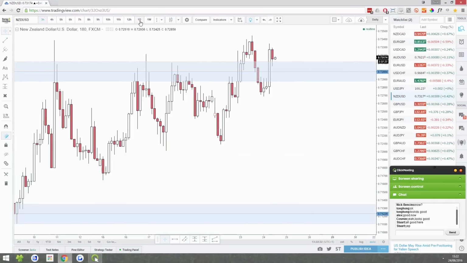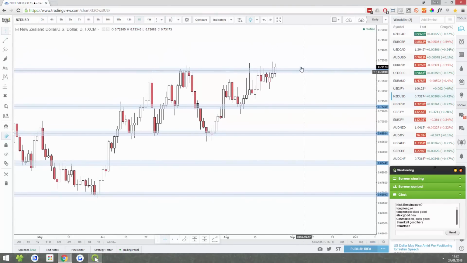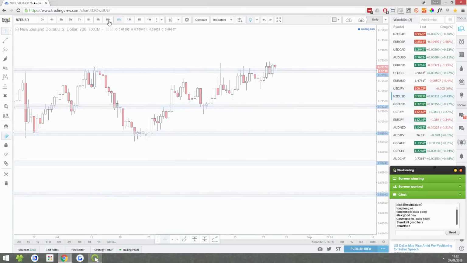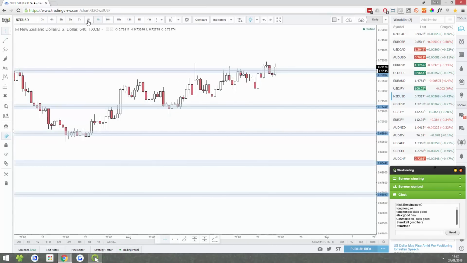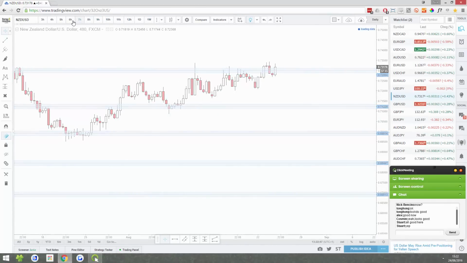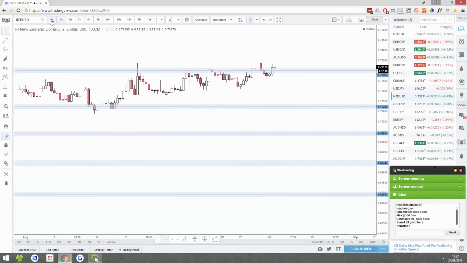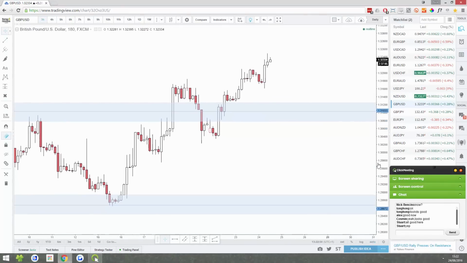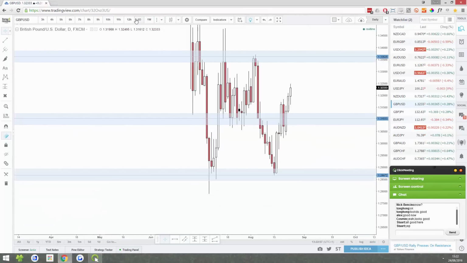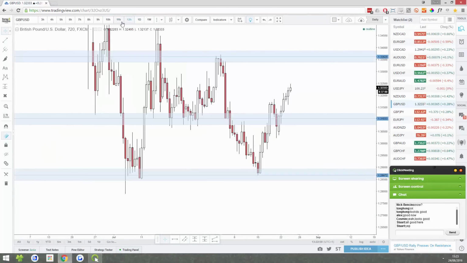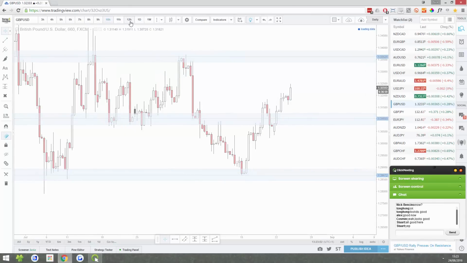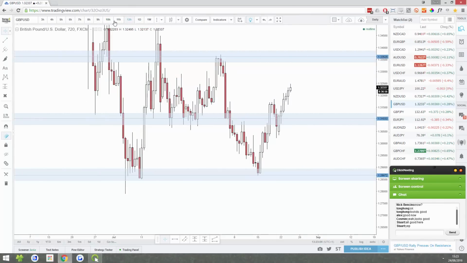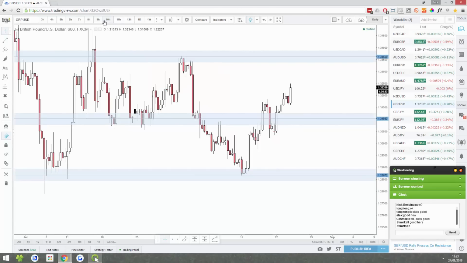All right, New Zealand USD. Yeah, it's a bit messy, isn't it? Yeah, I'm not really seeing much here. GBP USD in between two support resistance areas, so yeah, okay.